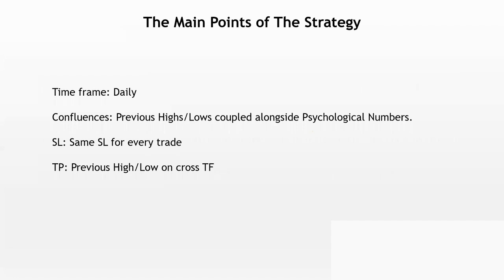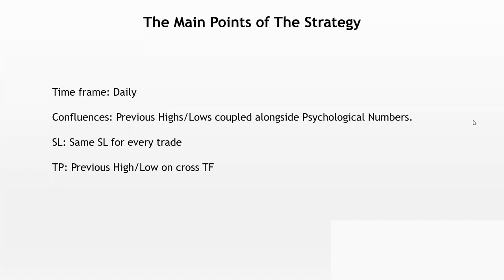So what are the main points with this strategy? The time frame is the daily. So the main thing we are looking at in this is the daily and obviously the 4 hour. The confluences we are going to be using are previous highs and lows coupled with psychological numbers. And it's not just as simple as that, guys. There is some more which goes into it. In terms of the stop loss, instead of you needing to make a decision, the stop loss is going to be the same for every single trade. And then the take profit is only going to be based on the 4 hour time frame, which obviously you will understand in the future.